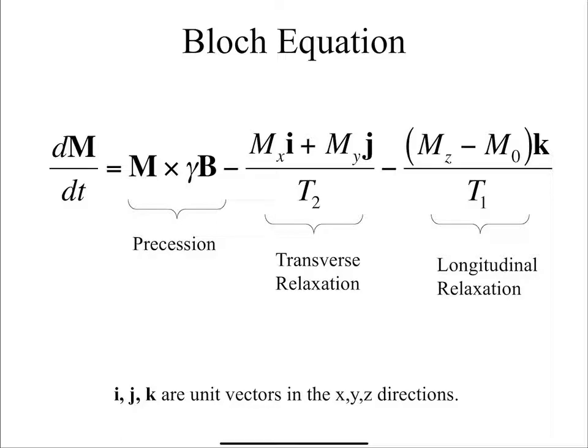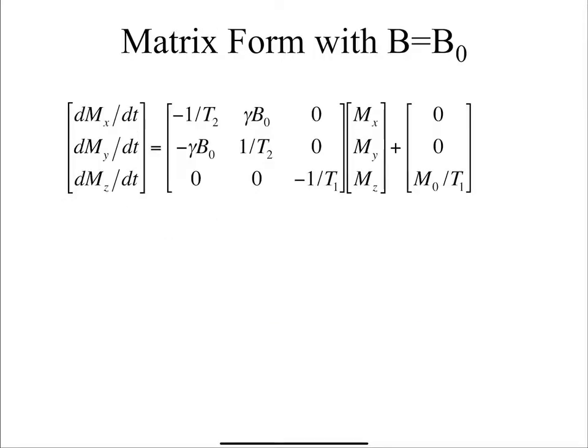So putting together, this is what the Bloch equation looks like. We talked about this part already. This is the precession. That's just the magnetization going around the B0 field. There's a transverse relaxation, which is the decay in the MXY plane. And there's a longitudinal relaxation, which is the growth of the longitudinal MZ component back to its equilibrium value. So those three things are going on at the same time. So we can write that equation in matrix form like that.